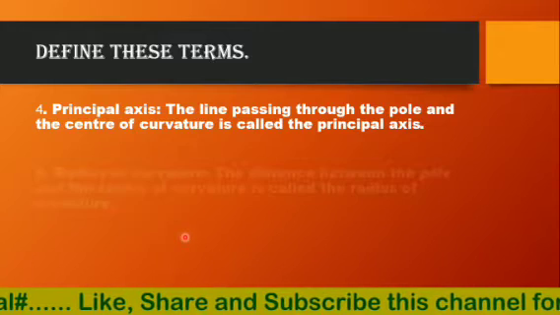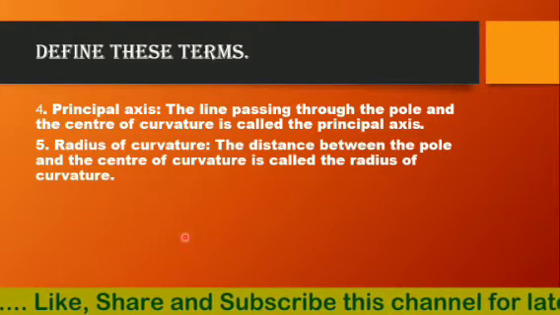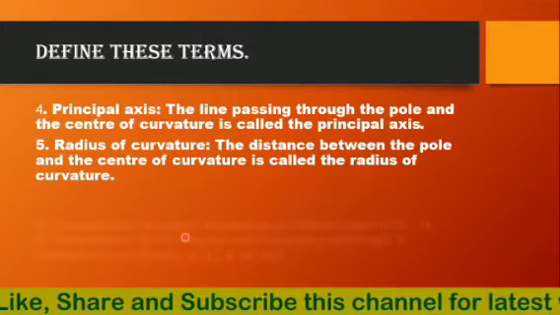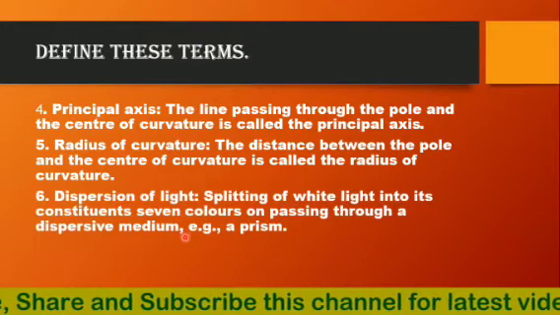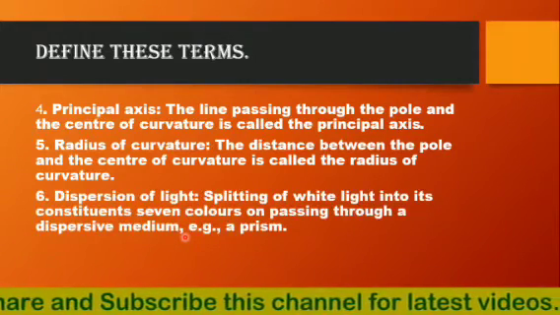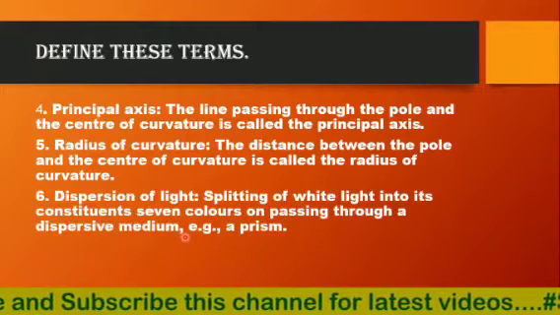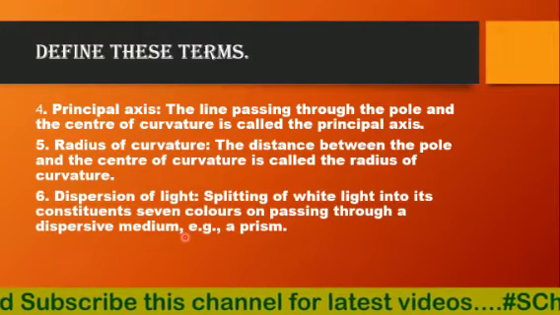Then we have radius of curvature. Radius of curvature is the distance between the pole and the center of curvature. Then dispersion of light: splitting of white light into its constituent 7 colors on passing through a dispersive medium like a prism.